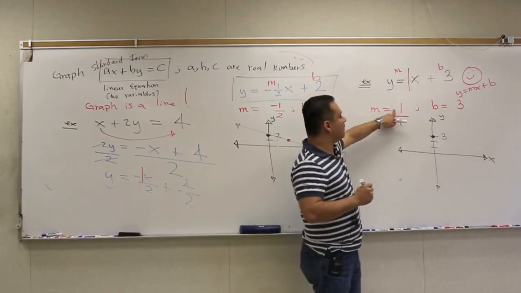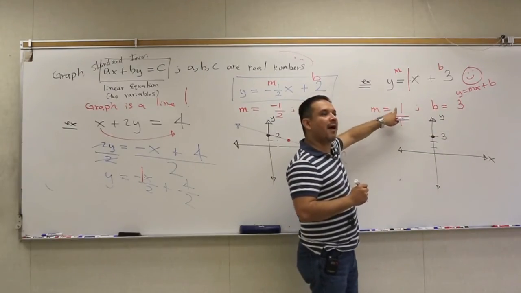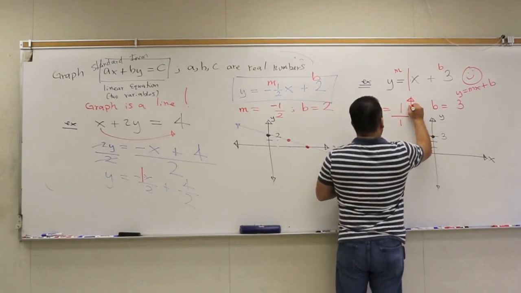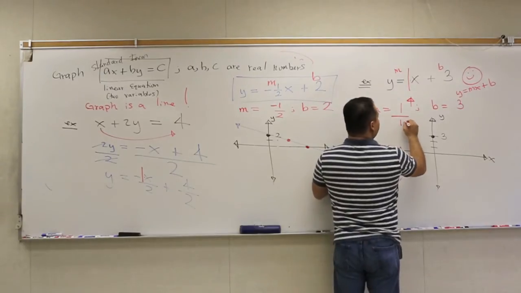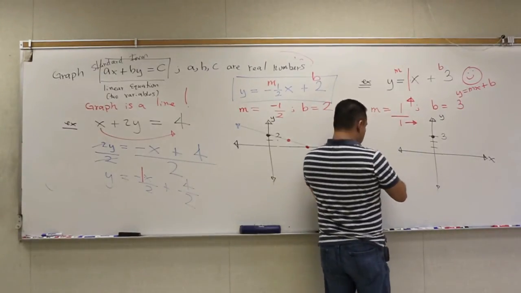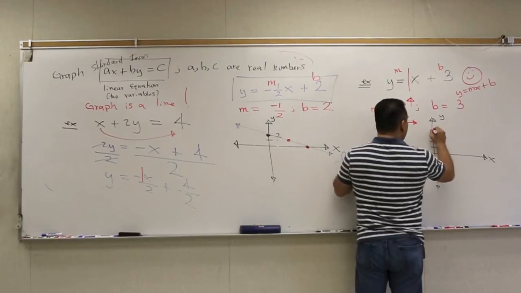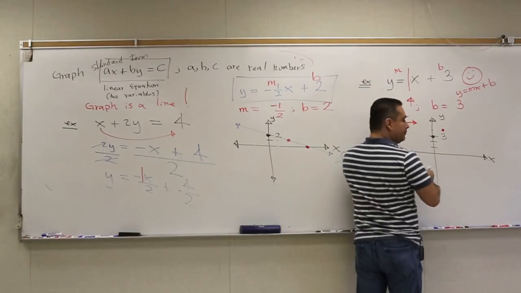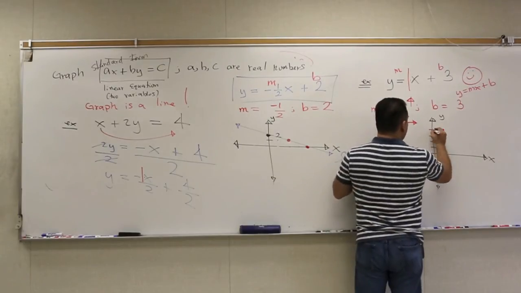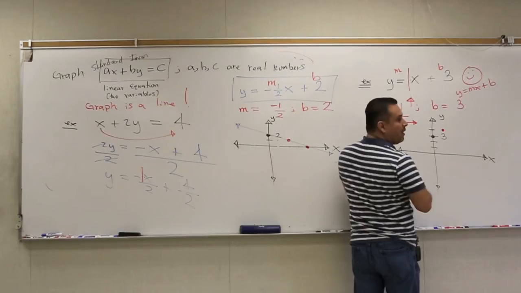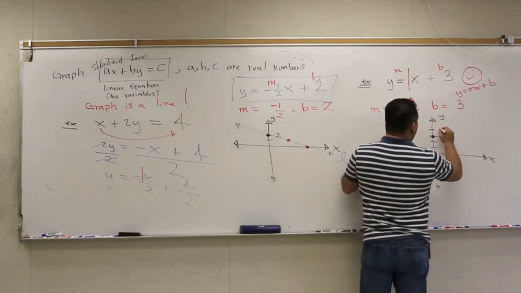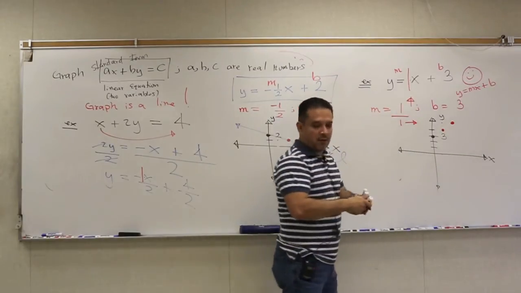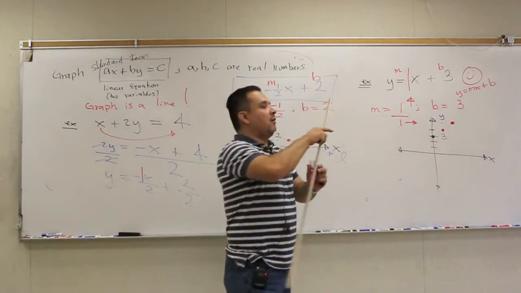Okay, and now what do I use? 1 over 1. That rise is positive, so that means I go how? Up 1. That run is positive, so that means I go how? To the right 1. So I'm going to go from the y-intercept up 1 to the right 1. Do I need to plot another point? No. Can I if I wanted? Sure. Up 1 to the right 1. Draw my line.